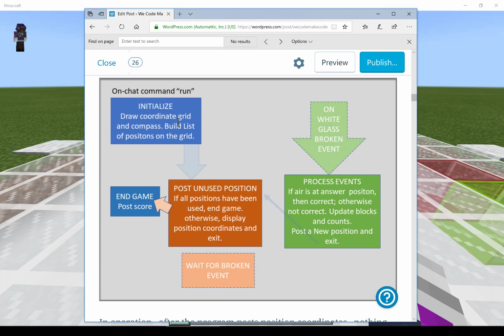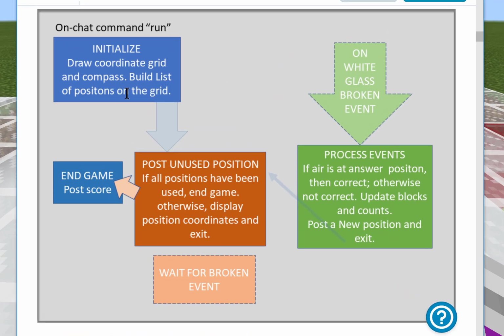Okay, first the program initializes by drawing the coordinate grid and the compass. And we build a list of positions on the grid. Every time we display a position, it will take that position out of the list until eventually there are none left and the game ends.